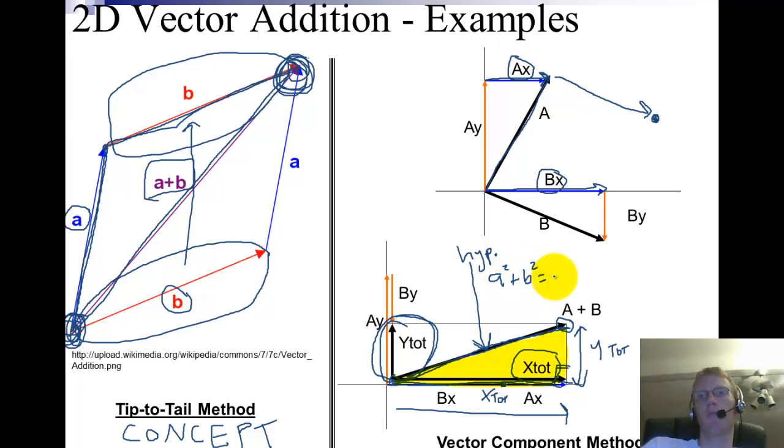I hope all of you guys know this. A squared plus b squared equals c squared is Pythagorean theorem. In place of a and b, you're going to plug in x total and y total, and that will allow you to get the hypotenuse, which is the total of vectors A and vectors B.